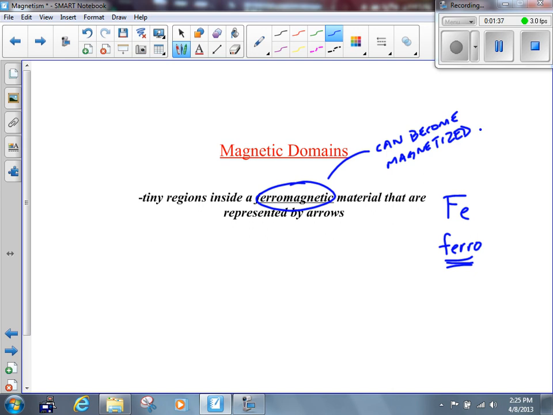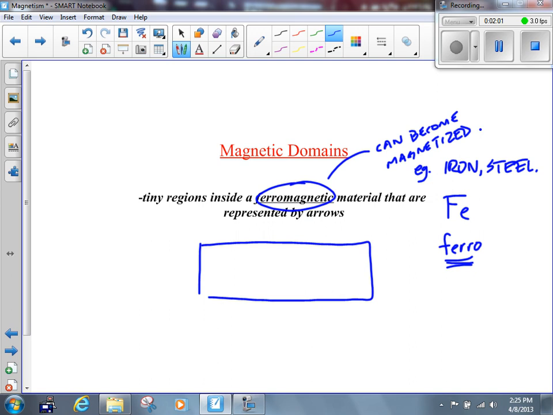Now, there are other examples. Another very common example is steel. But of course, steel is just an alloy of iron, so it's magnetic because it contains iron. A magnetic domain is a tiny little region inside a piece of iron or steel or some other ferromagnetic material that's represented by arrows.